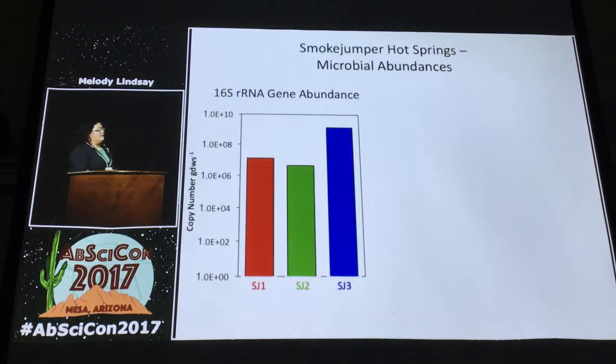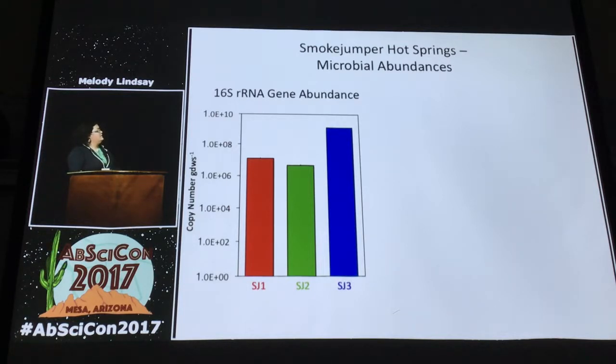So taking a look at the biology of the Smokejumper hot springs, here we have the abundances of the 16S rRNA genes with copy numbers plotted on the y-axis, and we're going to use this as a proxy for biomass. And so you can see from this plot that Smokejumper 3 exhibits the highest amount of biomass, especially when compared to Smokejumper 1 or 2.